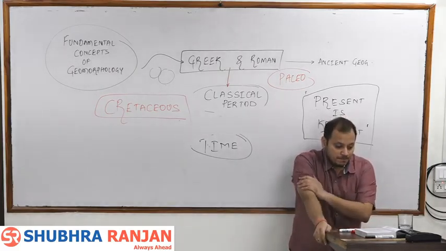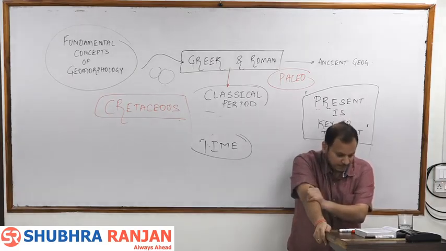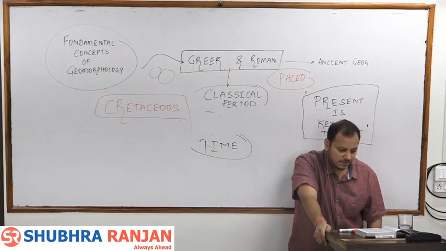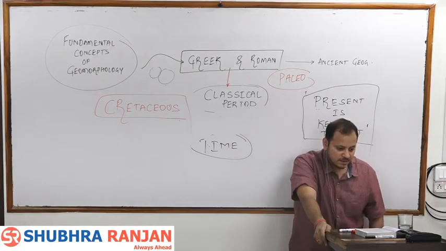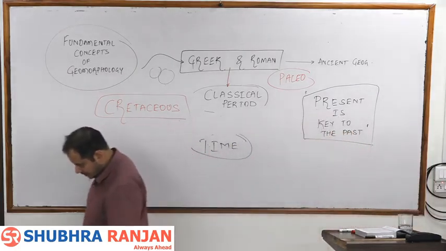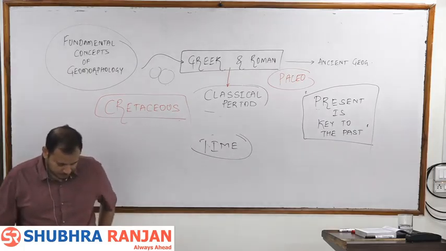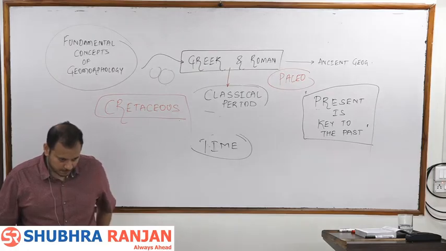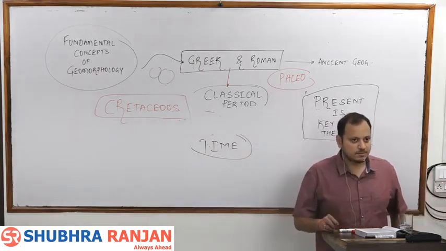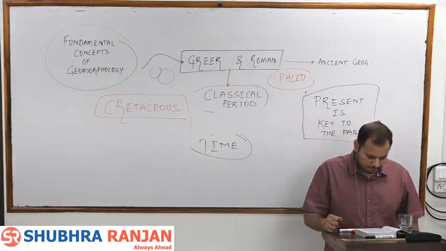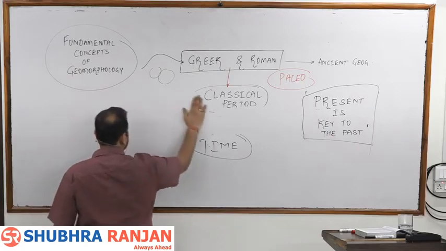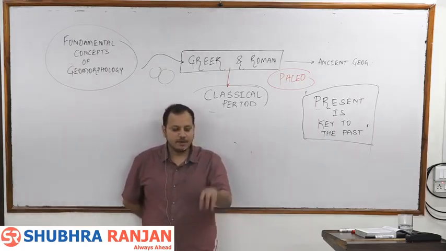So this principle was first given by Hutton in his concept of uniformitarianism, which is based on the idea that the present is the key to the past. The same processes that operate today operated in the past.